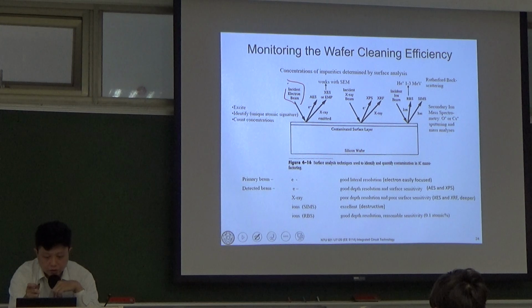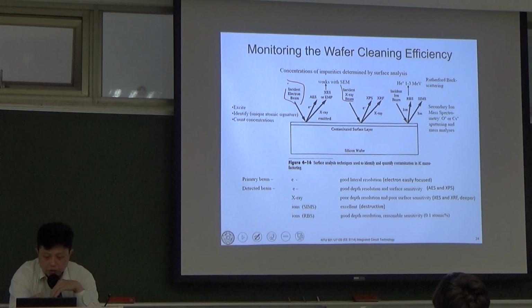off your surface, that we call AES, Auger electron spectroscopy. Or you can generate light, because you give energy to your electron and excite it, and once they recombine, they will emit X-ray. So you will get some photon spectroscopy. You call it XES or EMP.